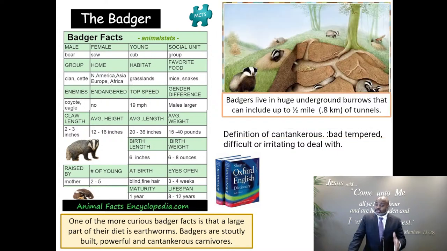Badgers live in huge underground burrows that can include up to 0.5 mile or 0.8 kilometers of tunnels. They dig a lot of tunnels. So it's no surprise that they eat a lot of worms. They're in there digging their tunnel and they come across a worm, oh, lunch, and then they keep on going. So lots of tunnels for badgers.